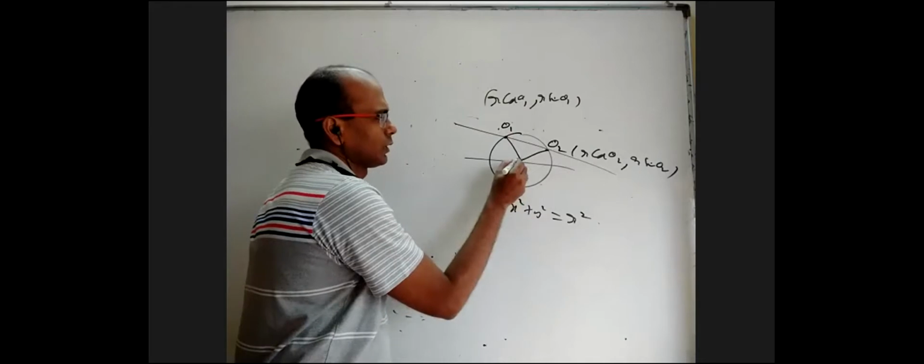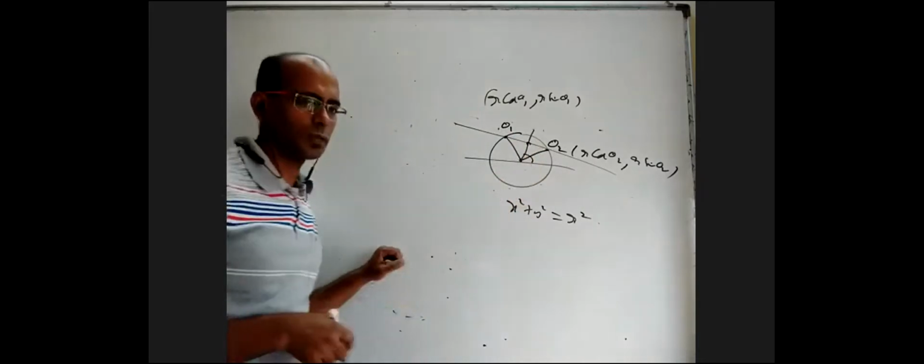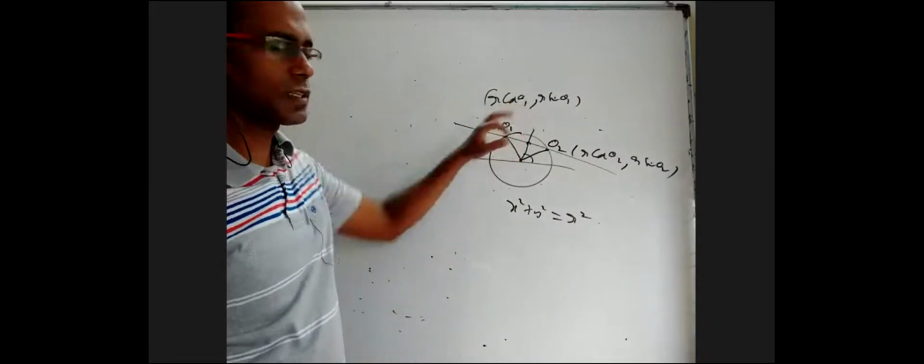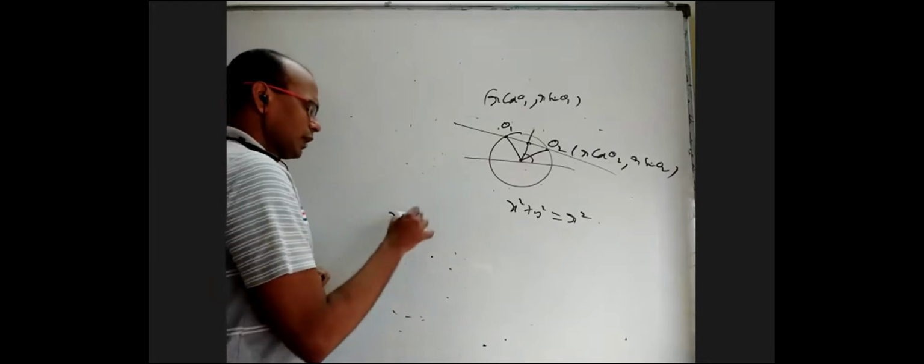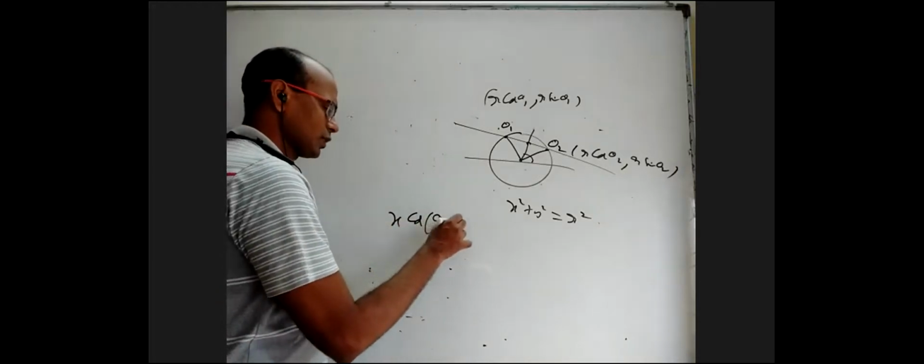Or you can use normal form also. Or you know 2 points. What is the way of doing normal form? If this angle is theta 1, this angle is theta 2, for this middle one, the angle is theta 1 plus theta 2 by 2. I can even find this distance and use x cos alpha plus y sin alpha equal to p. In fact, it will come that way easily. x cos of theta 1 plus theta 2 by 2, y sin of theta 1 plus theta 2 by 2.